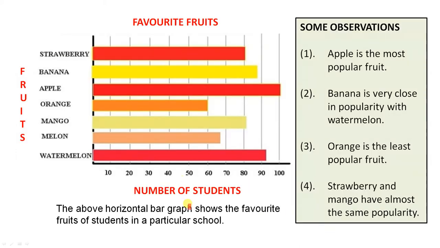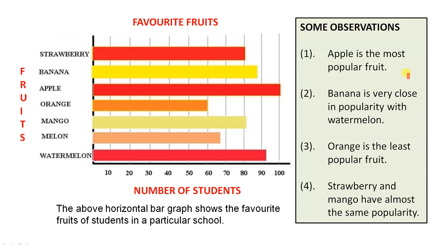Favourite fruits. The above horizontal bar graph shows the favourite fruits of students in a particular school. Okay, so they're the fruits. There are 7 of them. And these are all the answers in numerical form when the students were surveyed. We can make some observations. That is, because the data has been organised in a meaningful way, we can answer these questions, or we can make some statements that could be reasonably true.